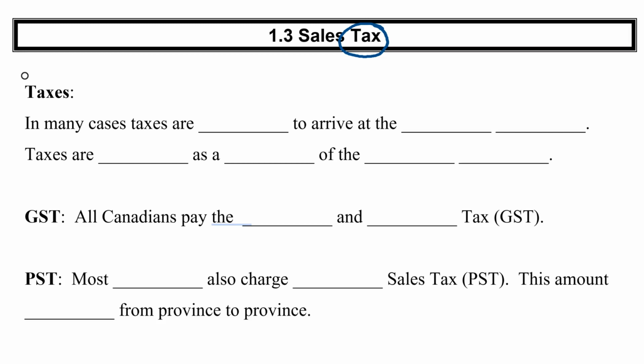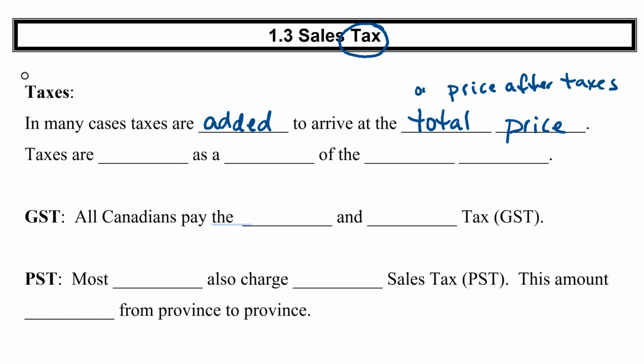So in our fill in the blanks it says in many cases taxes are added to arrive at the total price. Or sometimes I say price after taxes. Sometimes I use the words total price, sometimes I talk about price after taxes. Taxes are calculated as a percentage. I'll just put the percentage symbol of the price paid.